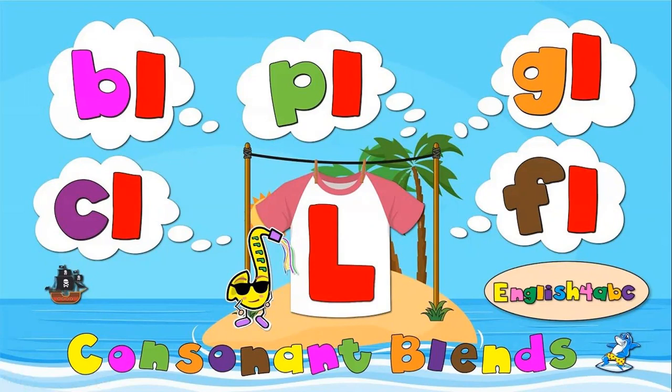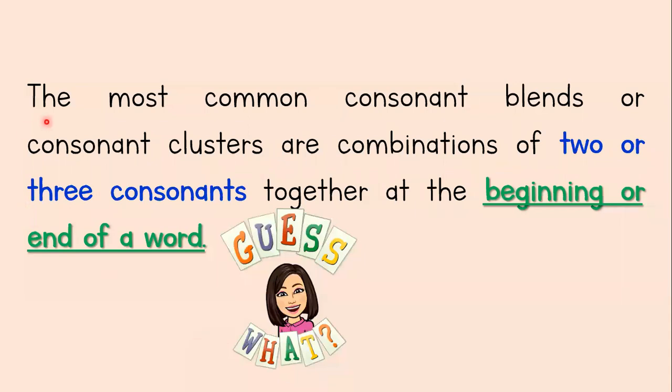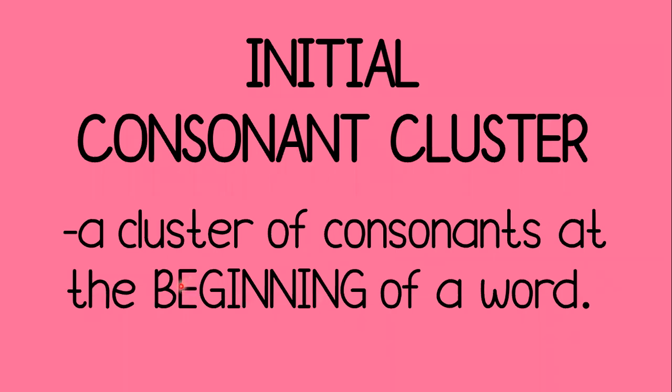Today we're going to talk about consonant blends or consonant clusters. A consonant blend or consonant cluster is a combination of consonants that are placed together without being separated by a vowel. The most common consonant blends or consonant clusters are combinations of two or three consonants together at the beginning or end of a word. So today we are going to talk about the initial consonant cluster.